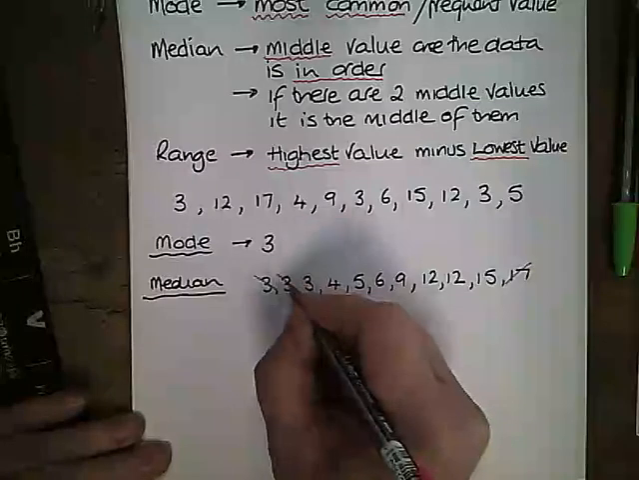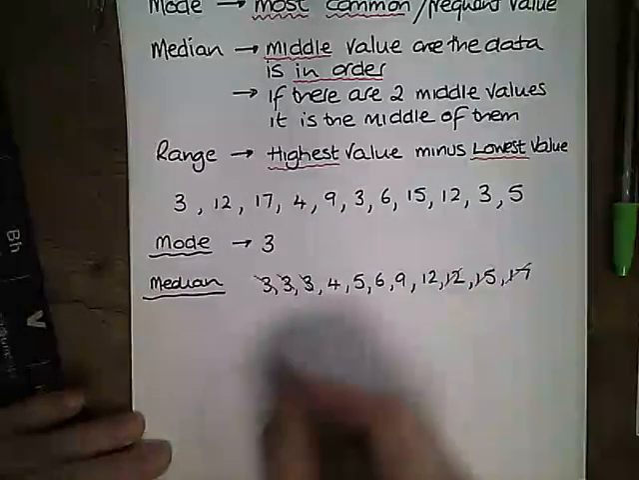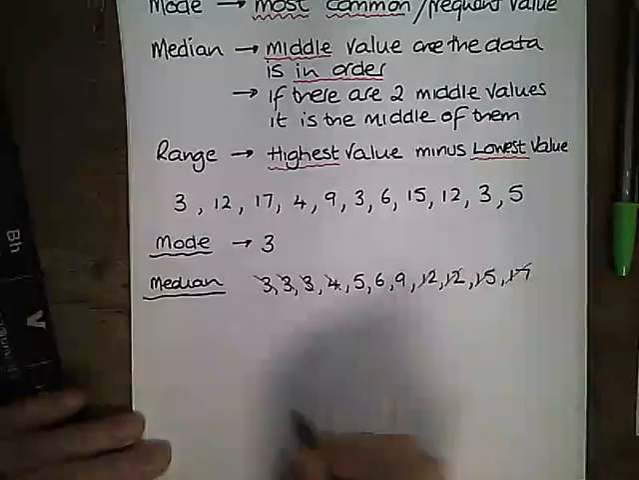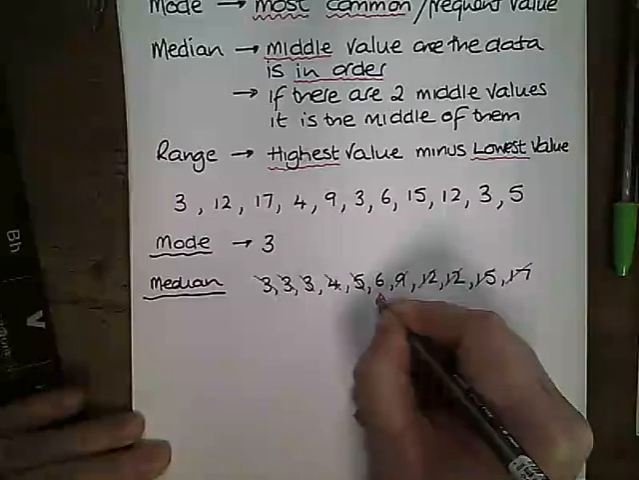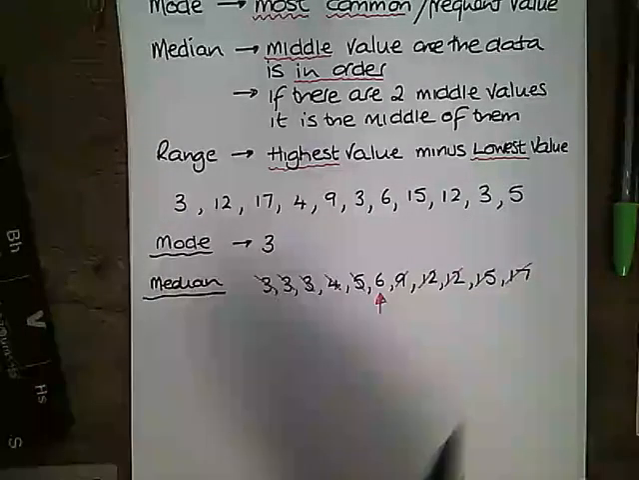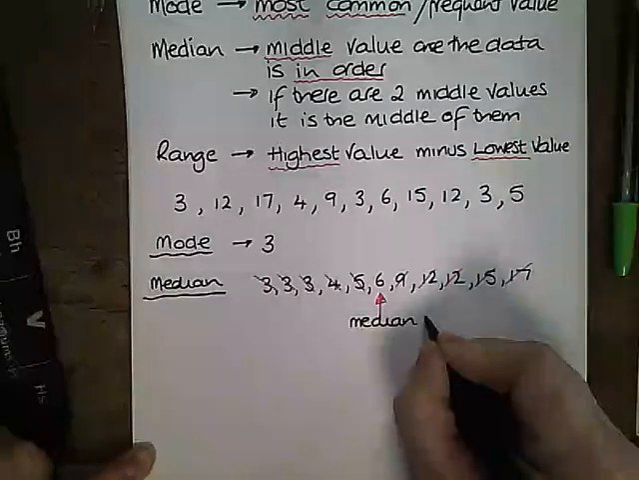This one crosses off with this one. This one crosses off with this one. This one crosses off with this one. This one crosses off with this one. And that leaves me one number in the middle. So in this case, the median is 6.